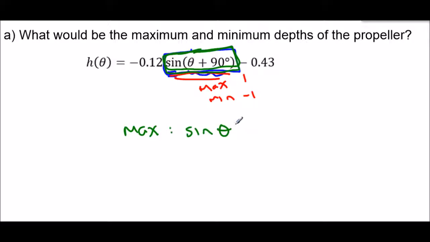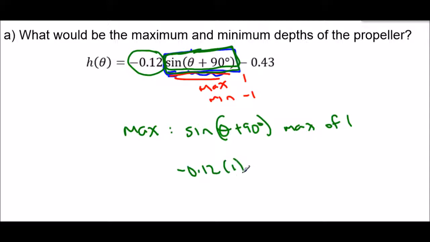So this sine theta plus 90, no matter what theta is, has a maximum of 1. Which means that when I then multiply it by negative 0.2, I will have a new maximum of negative 0.12, and then I need to do minus 0.43, and that gives me a value of negative 0.55.